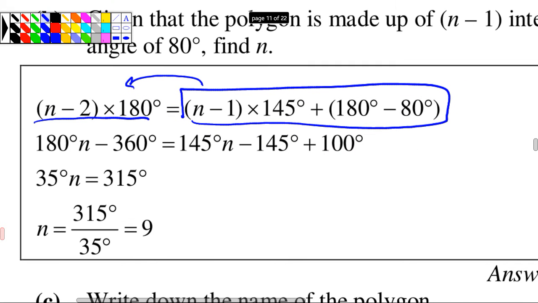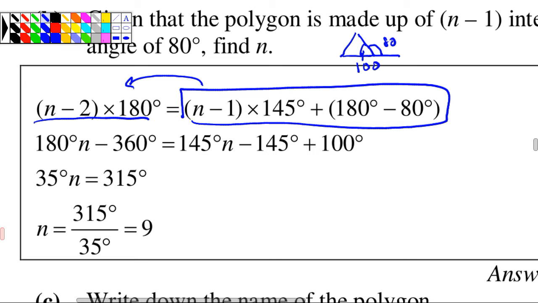Now, is there another working? Yes. You want to know another working? Why get 100? Because this is interior angle. If the exterior angle is 80, this interior angle will be 100. Exterior angle is you extend the line, the angle outside is exterior. Interior is 180 minus. Now, is there another way to do it?